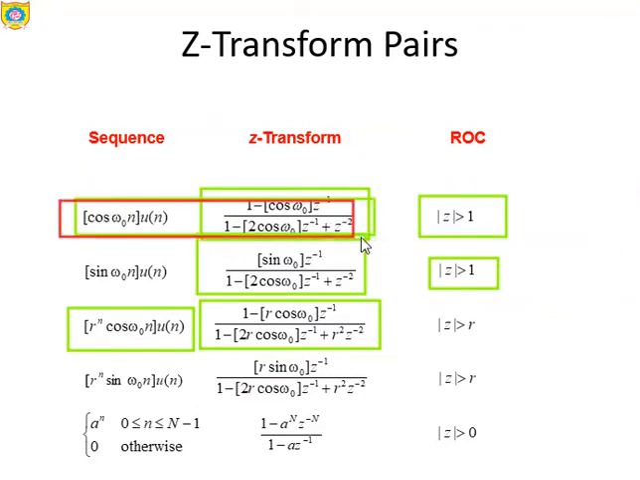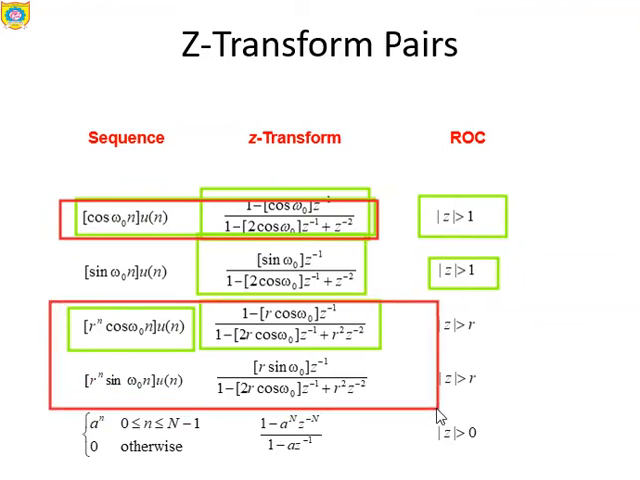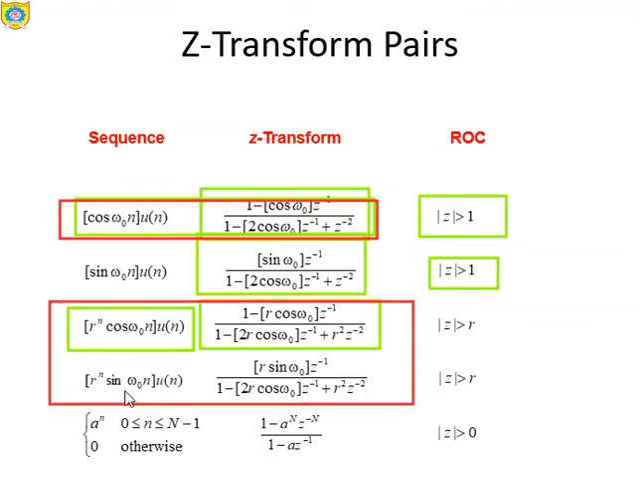So only a modification of this formula is needed to apply it to these two, that is r raised to n sin omega 0 n as well as r raised to n cos omega 0 n u of n. So this is how it is modified. Similarly, the next is when it is a raised to n and n is bounded from 0 to N minus 1; this is the Z transform we usually have.